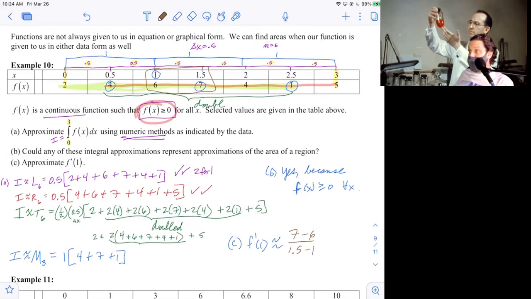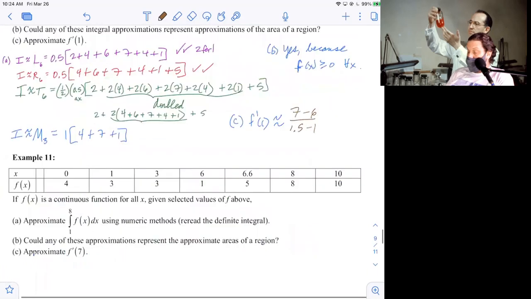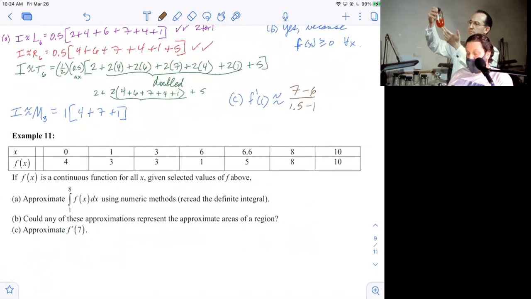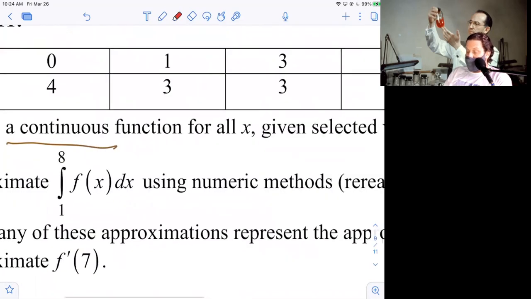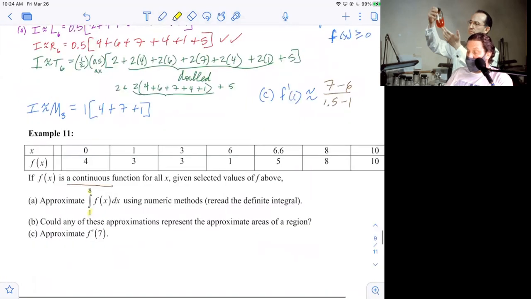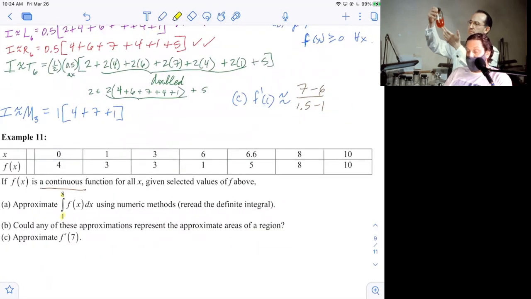Questions on that one? All right, 11. Let's look at 11. It's another table of values. If f is continuous, so again we have a continuous function, approximate the integral from 1 to 8 using the numeric integrals. All right, so again the first step is to look at the interval. We're going from 1 to 8. Are we going to be using all the data points then? No, we're not using the 0 and we're not using the 10. It would be easy to overlook that and get carried away and just use all of them. That's not what we're going to do.